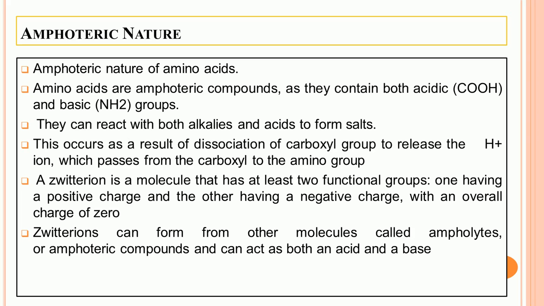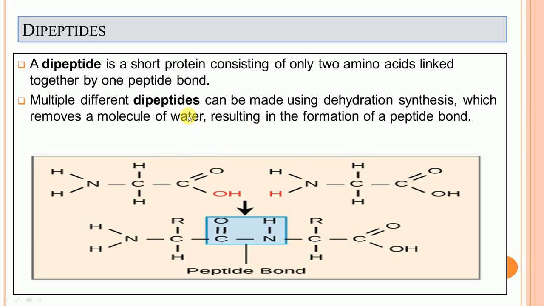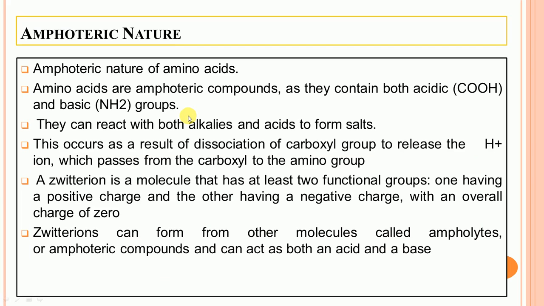Now, if you overview the amphoteric nature of the amino acids, they are amphoteric compounds as they contain both the acidic carboxylic group and the basic group that is called the amino group. They can react with both alkalis and acids to form salts. This occurs as a result of dissociation of the carboxylic group to release hydrogen ions, which pass from the carboxyl to the amino group.